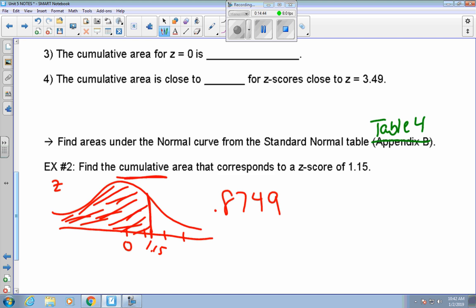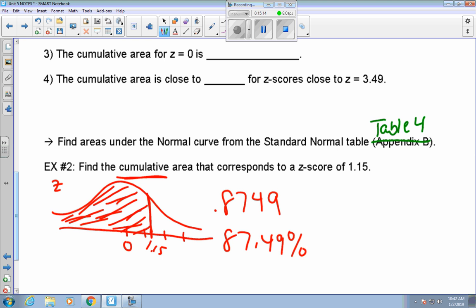Now, what does that mean? So here I set a z, I set an x, I also set a p. This is actually a p-value. So it's a percent of the data. This means that 87.49% of the data is less than 1.15 standard deviations above the mean.